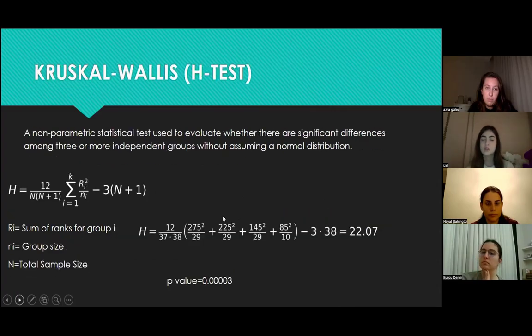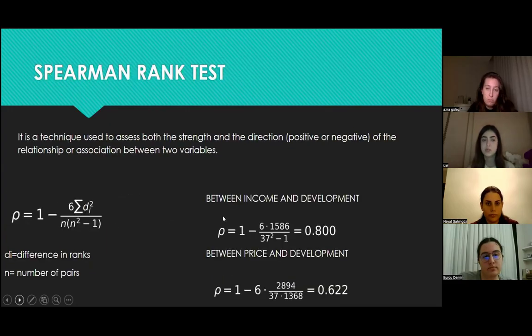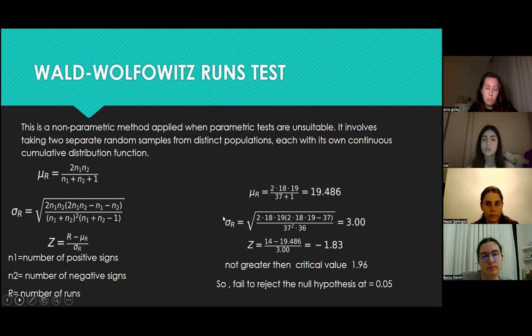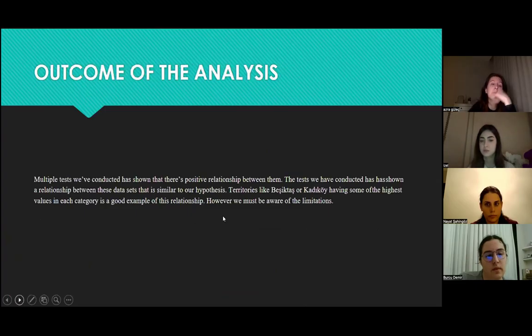And Kruskal-Wallis: if we apply this formula, we get a p-value of 0.0003. Spearman rank test: if we apply this formula, we get a value. Wald-Wolfowitz runs test: if we apply this formula, we fail to reject the null hypothesis.